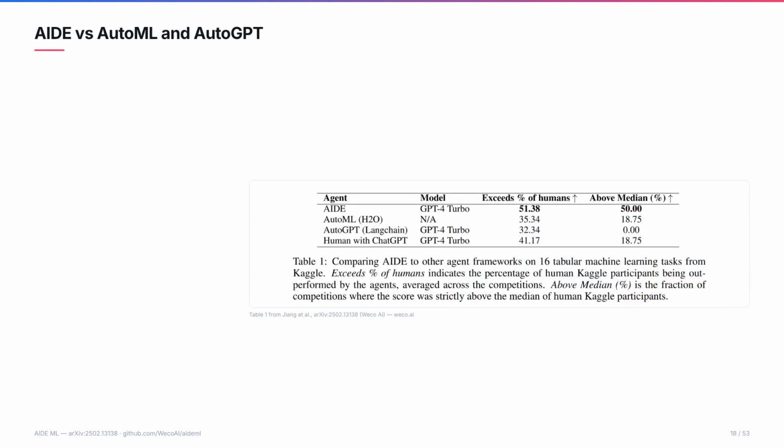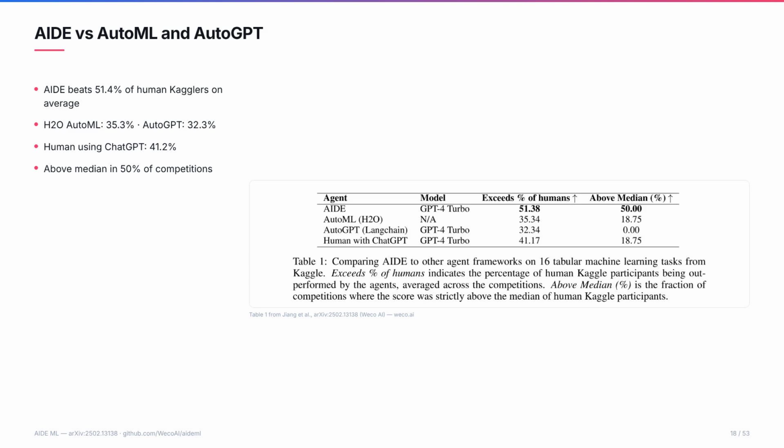Here is Table 1 from the paper, on 16 tabular Kaggle tasks. AIDE, using GPT-4 Turbo, exceeds 51.44% of human Kagglers on average. Compare that to H2O AutoML at 35.3% and AutoGPT at 32.3%. Notably, it also beats a human engineer working with ChatGPT at 41.2%. And AIDE lands above the human median in half of the competitions.